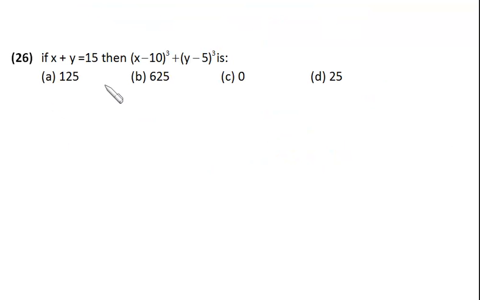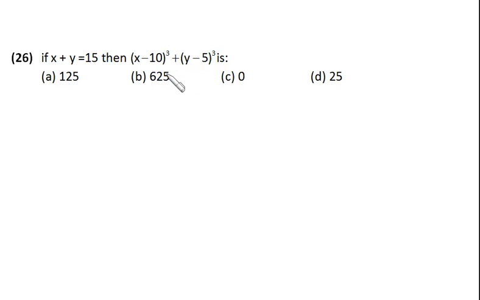If x plus y is 15, then (x minus 10) whole cube plus (y minus 5) whole cube. See, whenever students see this sort of problem, they just start solving it without thinking a bit. See here what is happening. x plus y is 15. How many combinations can you tell me when x plus y is 15? You can tell me so many: 2, 13, 3, 12, 10, 5, 5, 10. So many combinations are there. Then how can I get a single value for this expression, (x minus 10) whole cube plus (y minus 5) whole cube?